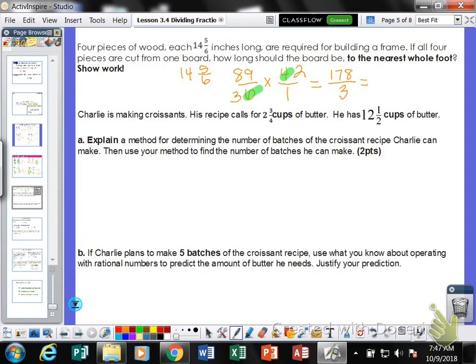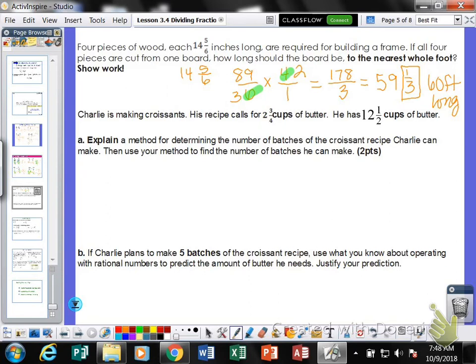3 goes into 178 59 and a third times. So 59 and a third. So to the nearest whole foot, how long would this have to be? Well, because of this extra piece here, we're going to have to round up, and our board needs to be 60 feet long.